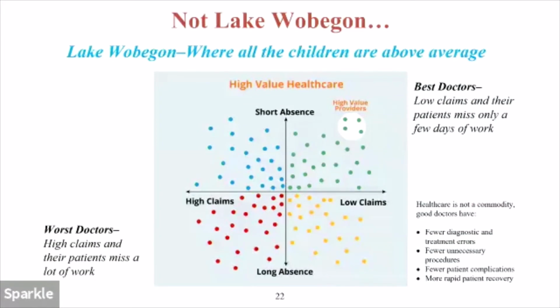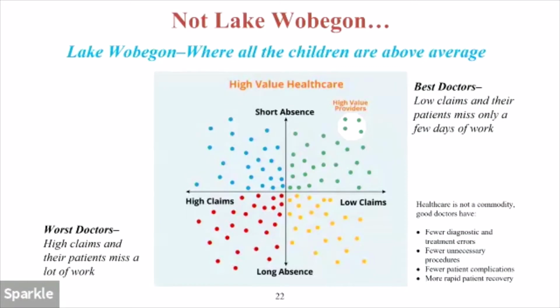We don't live in Lake Wobegon where all the children are above average. Some children are above average, and unfortunately, some children are below average. And it's the same with doctors and healthcare. Healthcare is not a commodity. This quadrant graph illustrates that point.